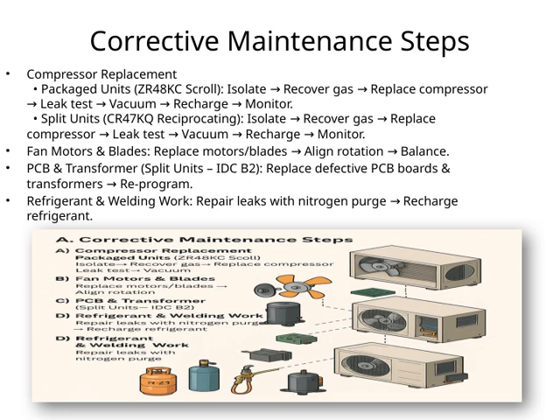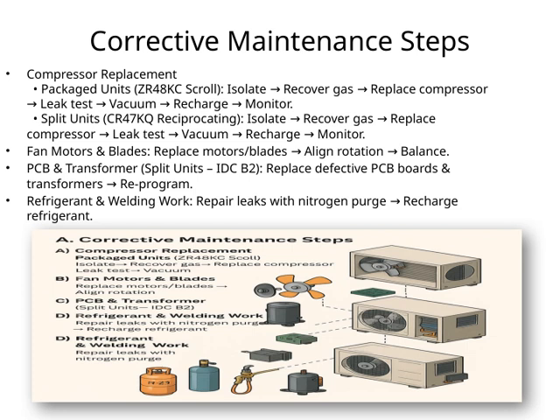For split units, such as the CR47KQ reciprocating, the steps are quite similar. Isolate, recover, replace the compressor, leak test, vacuum, recharge, and monitor. The main difference is the type of compressor, but the overall process remains consistent to guarantee reliable operation. Moving on to fan motors and blades, the key points are to replace the faulty motors or blades, then carefully align the rotation to prevent vibration or imbalance. Balancing the blades afterward is essential to ensure smooth operation and reduce wear on the system.